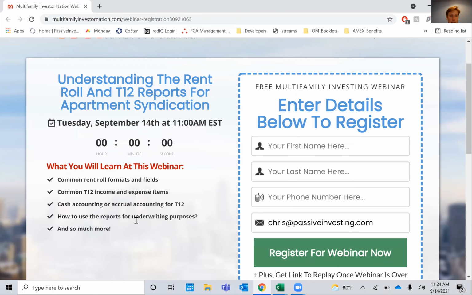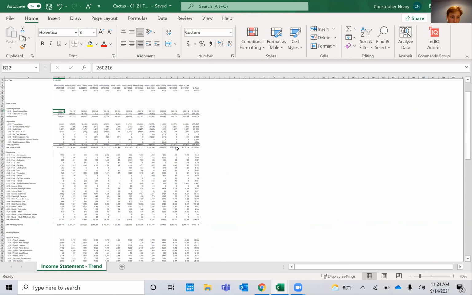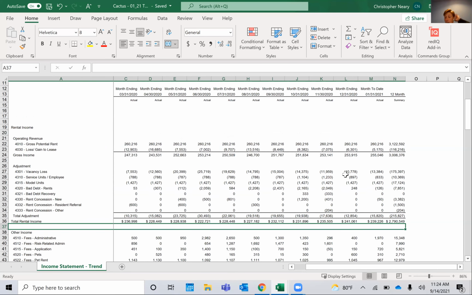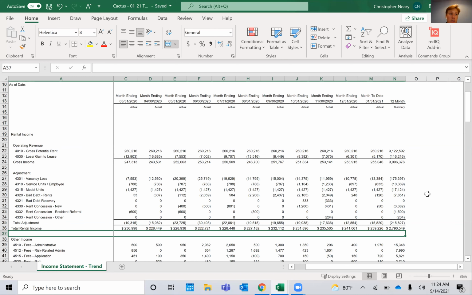Furthermore, how do we use the reports for underwriting purposes? That's a great question to go over. On a deal-to-deal basis, we actually use a software to do this, so it mitigates human error, but of course, you will have a model that you need to input financials in order to compute returns.